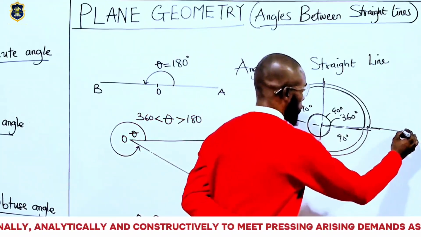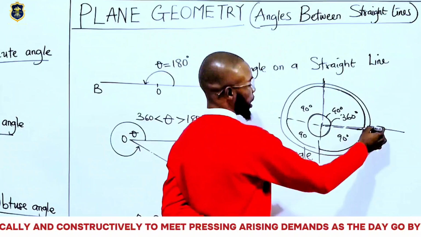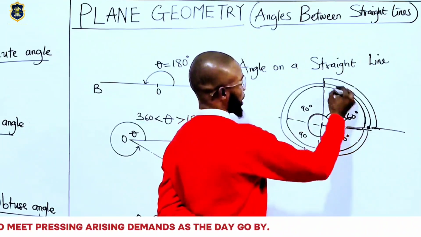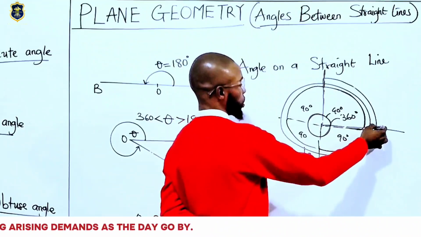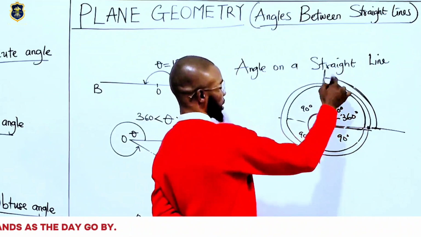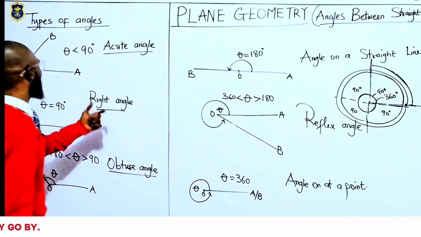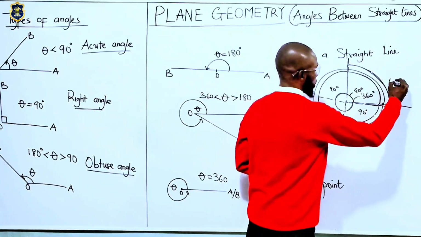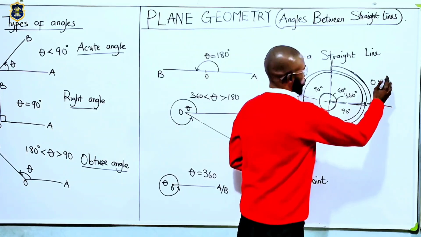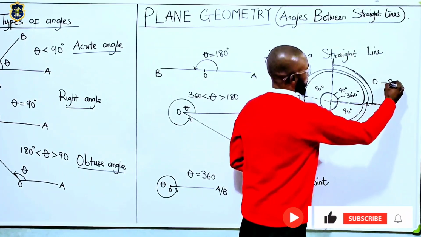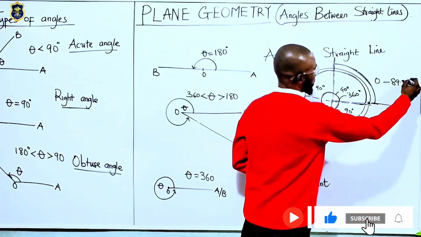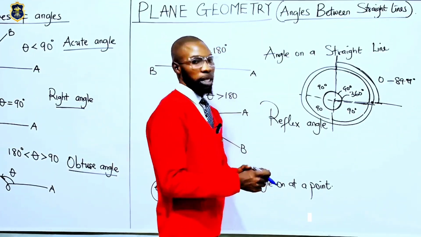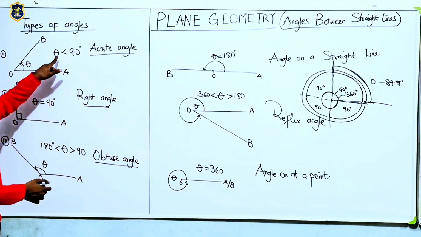If the line is running in between here and here, just less than this, we call it an acute angle. So the angle is an acute angle if it is between 0 and 89.99 degrees. It's not completely 90 degrees. We call that an acute angle, an angle that is less than 90.